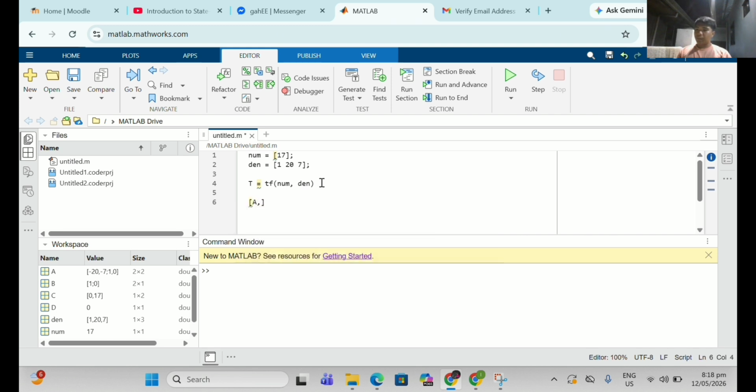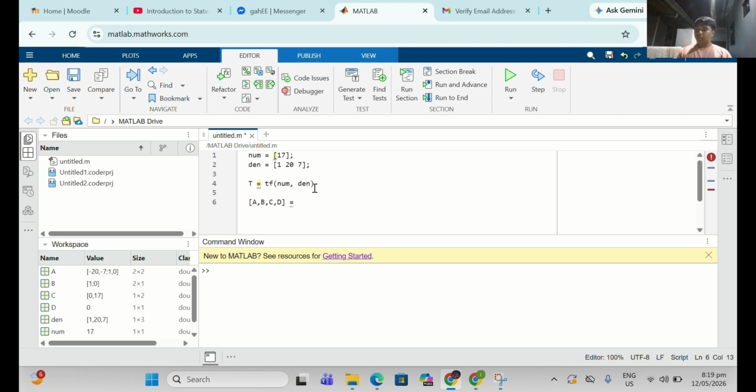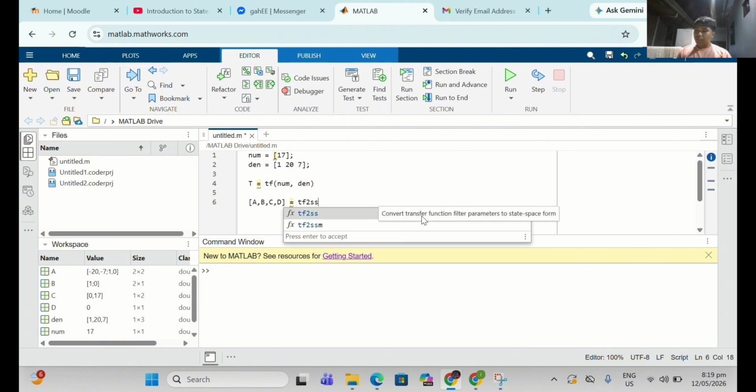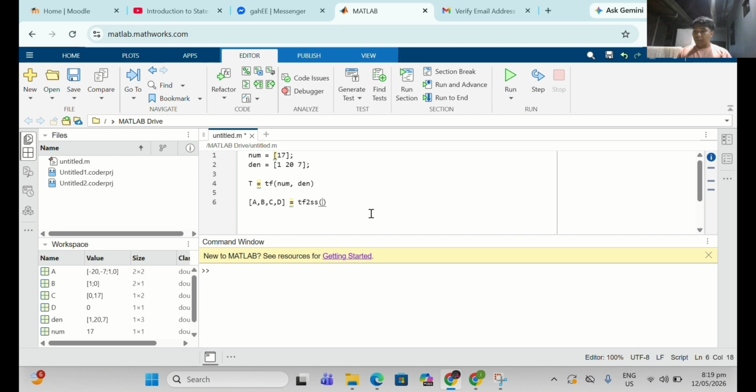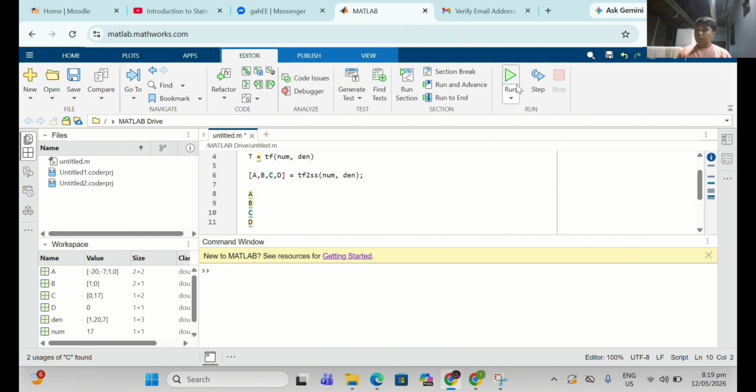Then bracket a comma b comma c comma then d equals tf2ss. So that is the transfer function to state space conversion, parenthesis num for numerator, and then den for denominator, then semicolon. A, B, C, and D. So after we input our code, click run here in the upper right.